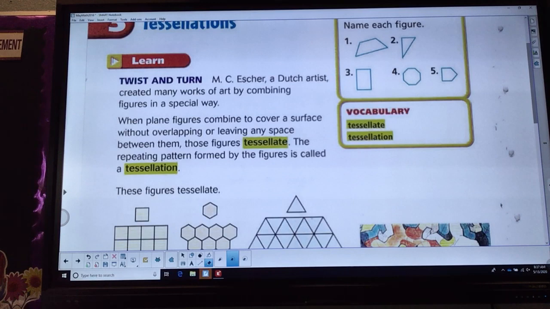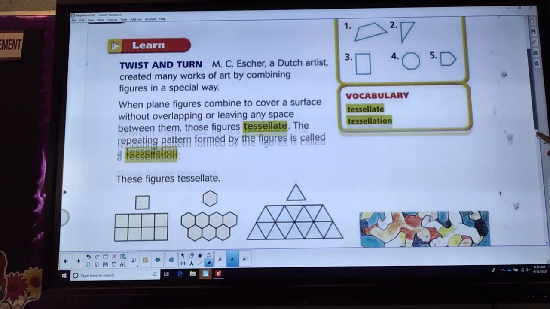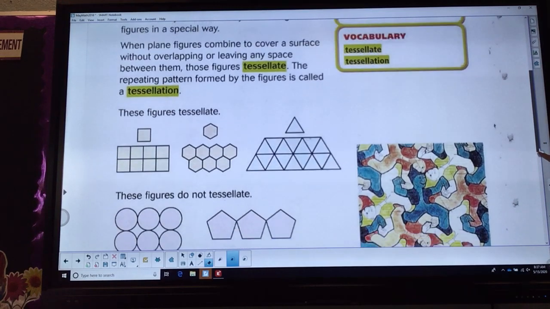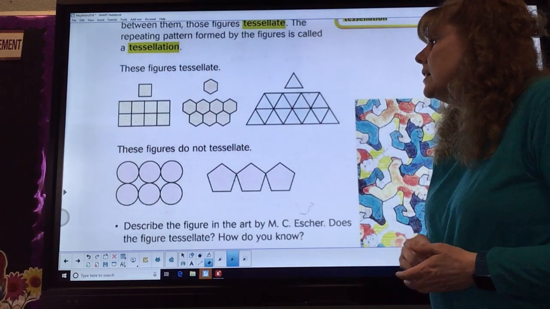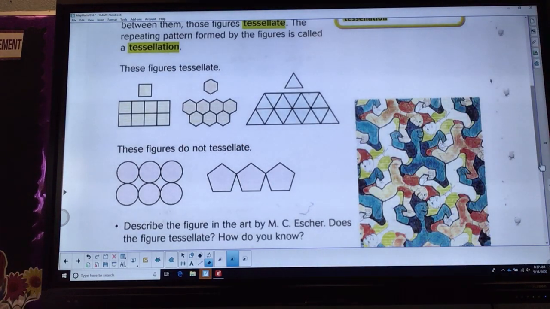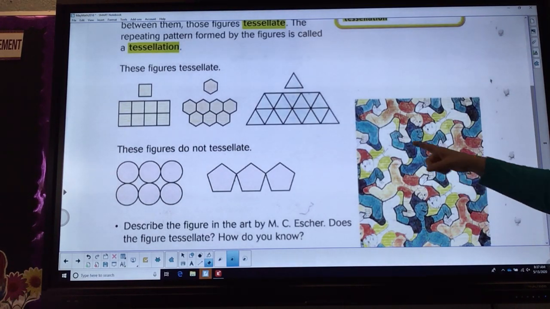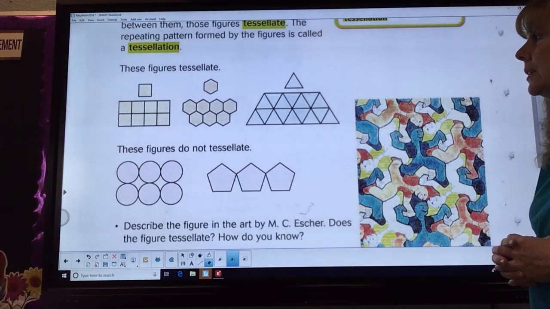Let's take a look at some figures that do tessellate. If we look at this first part right here, all of those tiles, those little squares, fit together, they don't overlap, and there's no space in between them. The same is true with our hexagons here. They all fit together nice and neat, they don't overlap, and there's no space in between them. And the same is true of our triangles here.